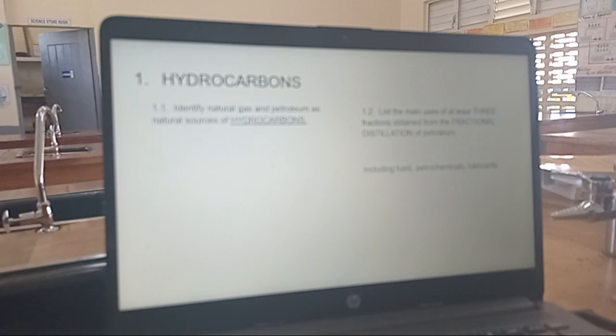The catalytic cracking takes place at lower temperatures than the thermal cracking and lower pressure than thermal cracking as well. Now, catalytic cracking is used mainly to produce motor fuels. So most of the motor fuels out there are a result of catalytic cracking. Very, very important. All right. So let's call it that.